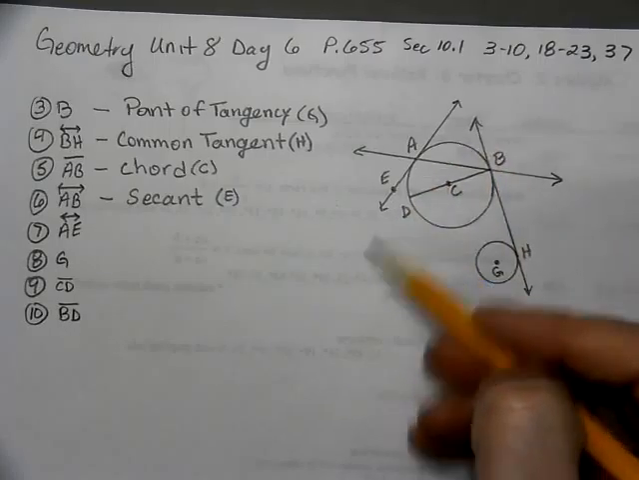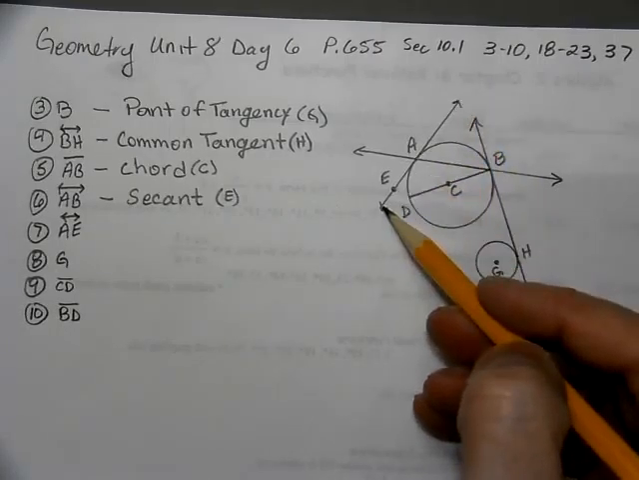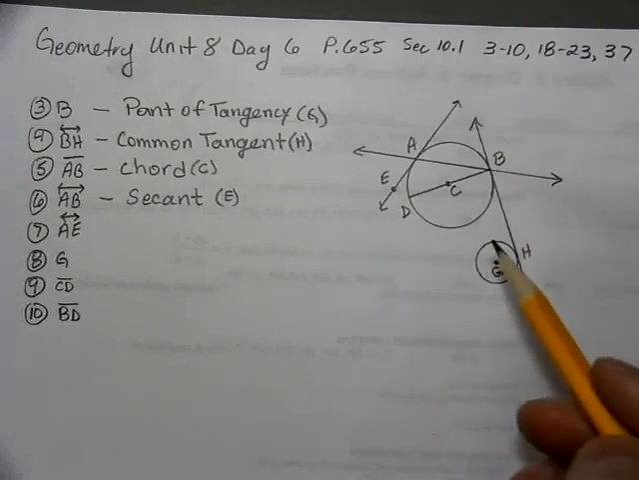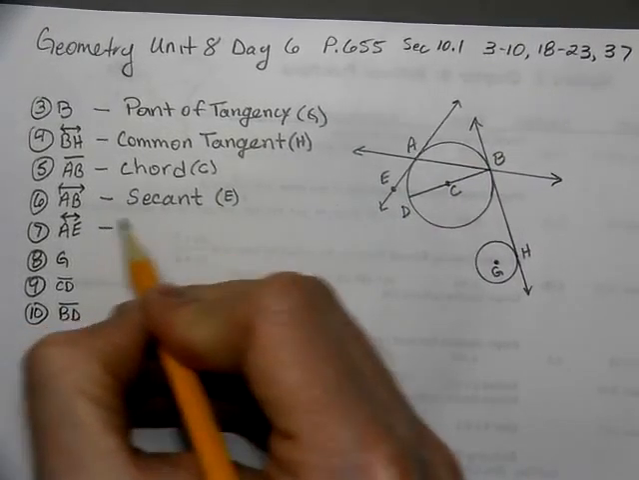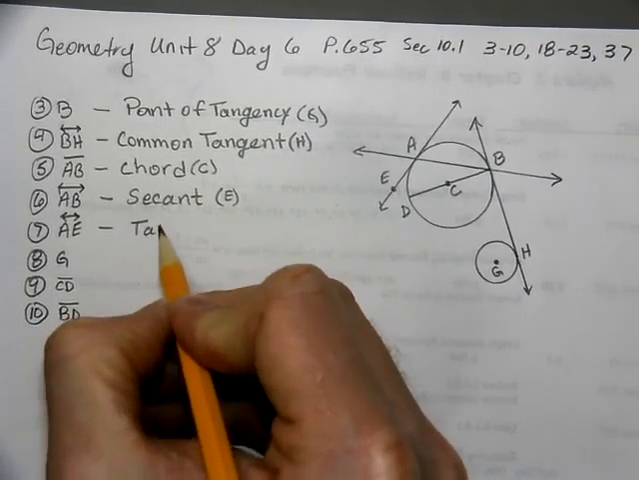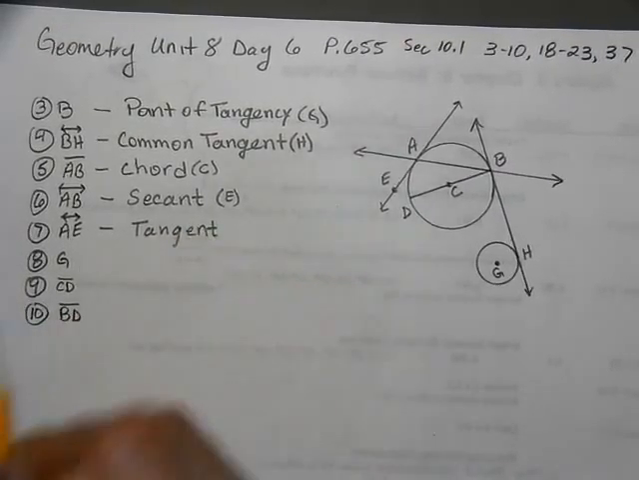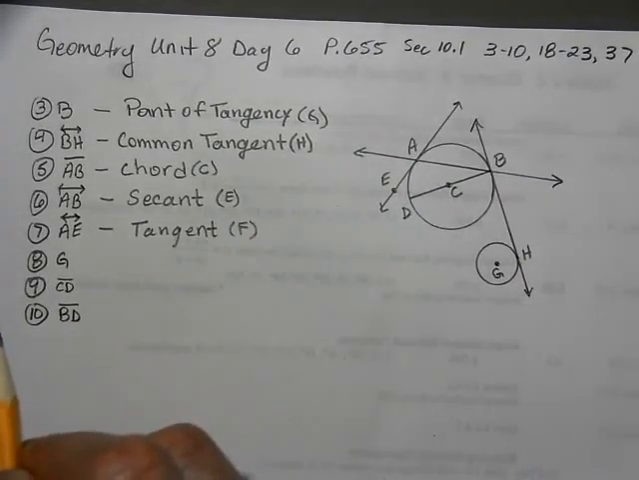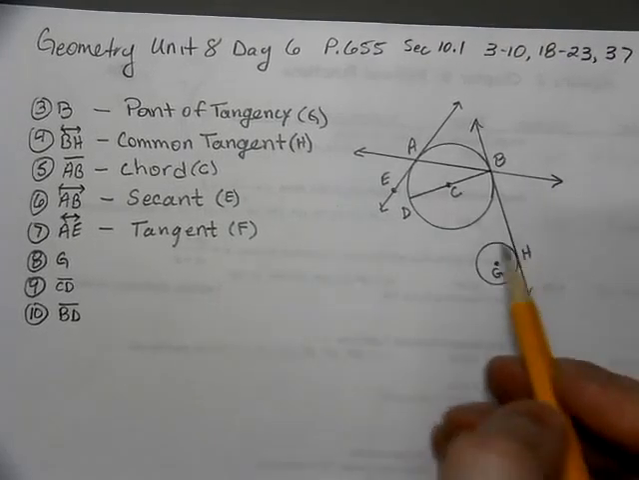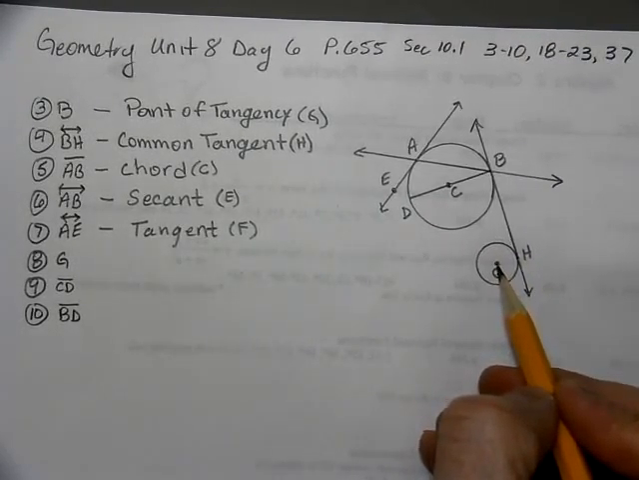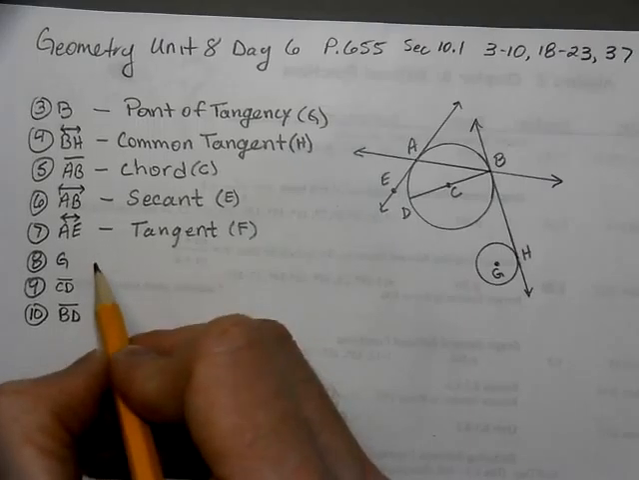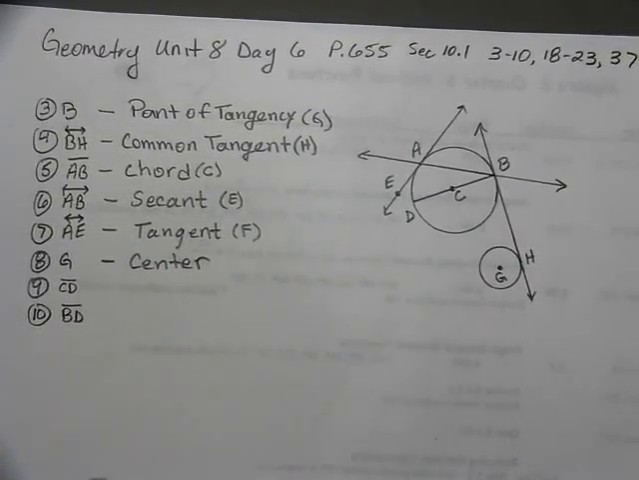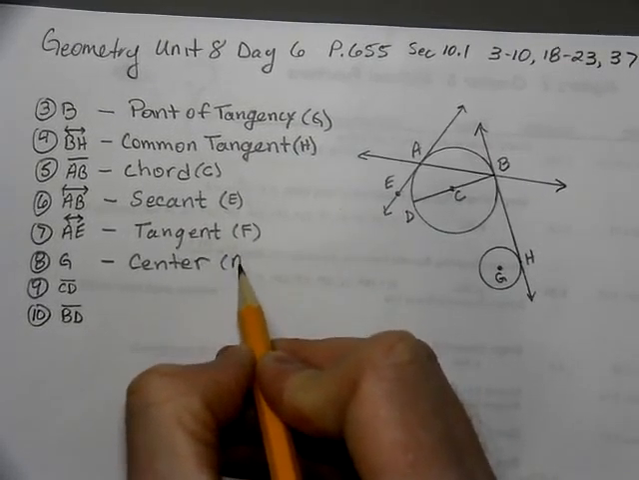Line AE. Line AE is touching the circle in exactly one point. It's a line, so we would call that a tangent line. And that's your multiple choice of F. G. The single G represents the center of a circle. So center was multiple choice A.